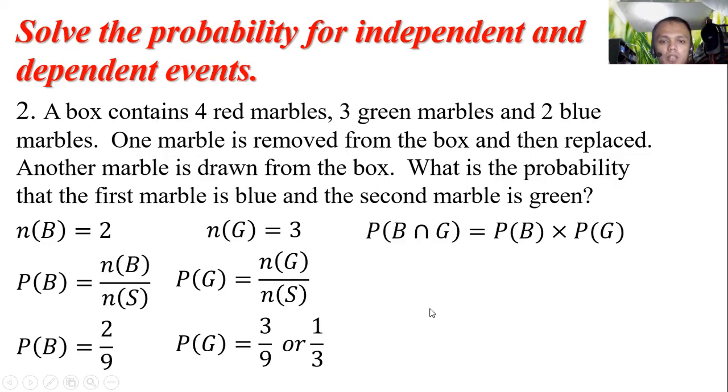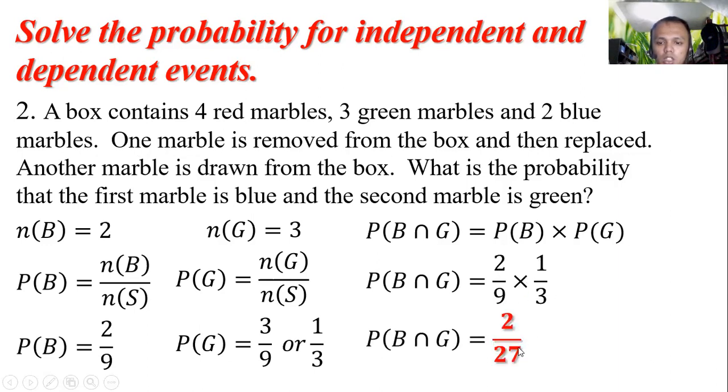Okay? Then, get the intersection. Kasi nga, this one is an example of independent probability. That's why hindi nagbago yung sample space natin dito. Now, multiply. We have 2 over by 9 times 1/3. No? So 2 times 1 is 2. 9 times 3 is 27. So ito yung magiging probability nila. Okay?